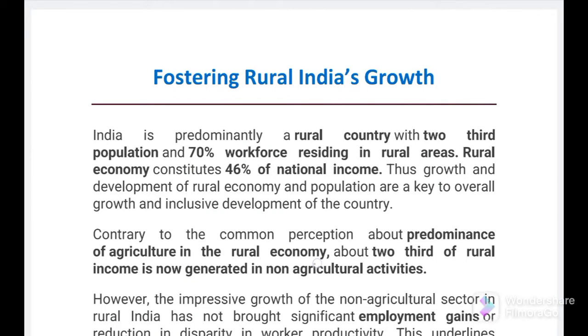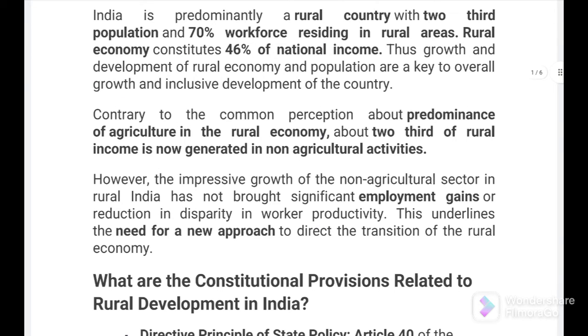India's growth. India is a predominantly rural country, with two-thirds of the population and 70% of the workforce residing in rural areas. The rural economy constitutes 46% of national income. Thus, growth and development of the rural economy and population are key to the overall growth and inclusive development of the country. Contrary to the common perception of the predominance of agriculture in the rural economy, about two-thirds of rural economic income is now generated in non-agricultural activities.